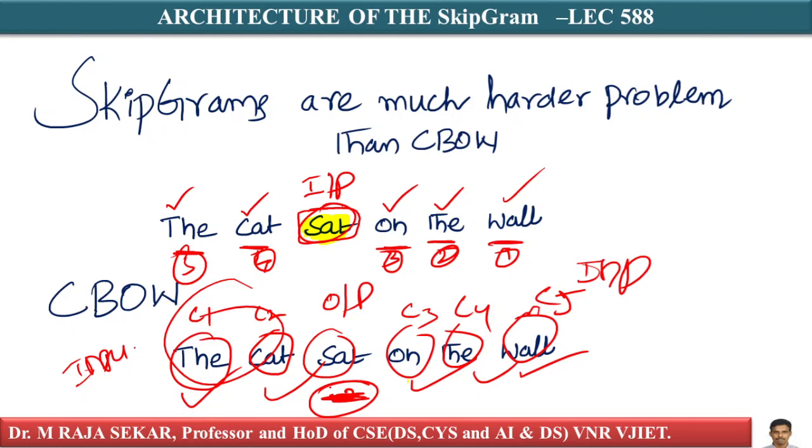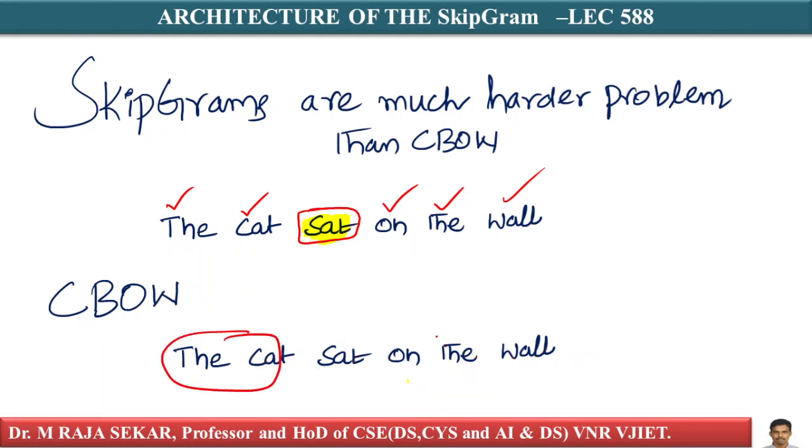You are given all surrounding words. Here in the case of CBOW, you are given all surrounding words, and you are given the blank. These are surrounding words. In the case of CBOW, all surrounding words are given, isn't it? Now you have to fill this blank. It is a much easier task than SKIPGRAM.